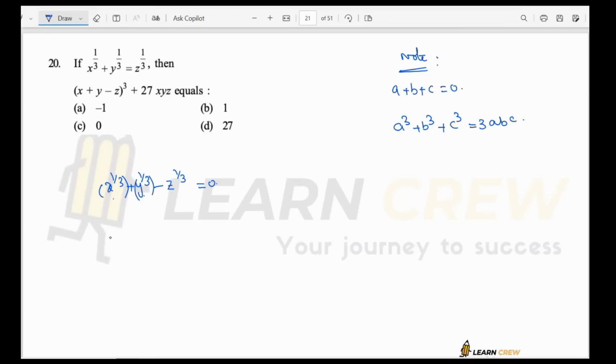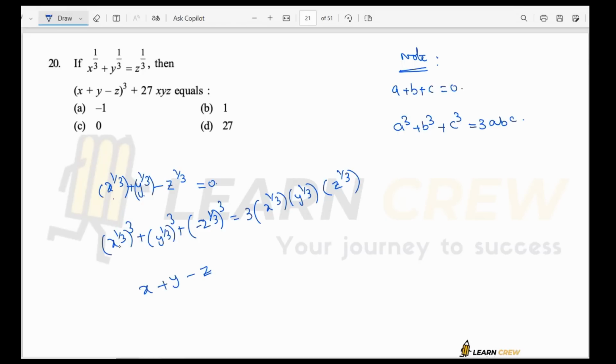Then a cube, x power 1 by 3 whole cube, plus b cube, y power 1 by 3 whole cube, plus c cube, minus z power 1 by 3 whole cube is equal to 3 into x power 1 by 3 into y power 1 by 3 into z power 1 by 3. Yes or no? So what would it be? x plus y minus z is equal to this much. How much? 3 into x power 1 by 3, y power 1 by 3, z power 1 by 3.